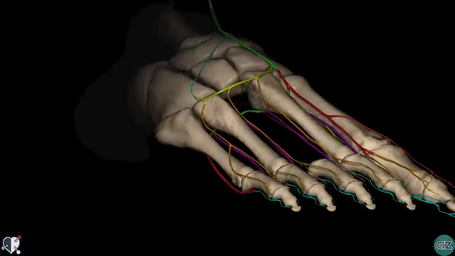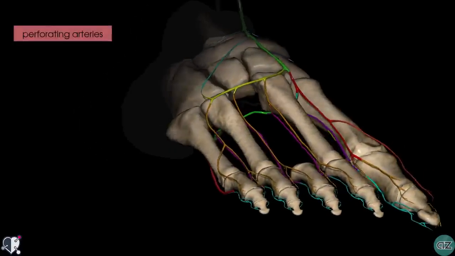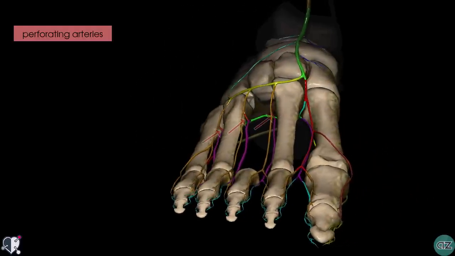The final thing to mention is that there are perforating arteries which pass from the plantar to dorsal aspect, and there are 3 of these which you can see here. So that's the arterial supply to the foot.